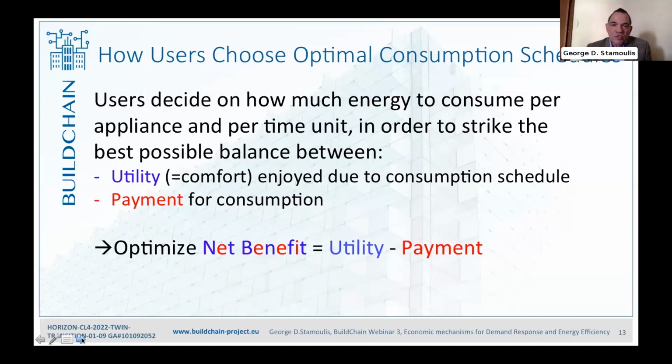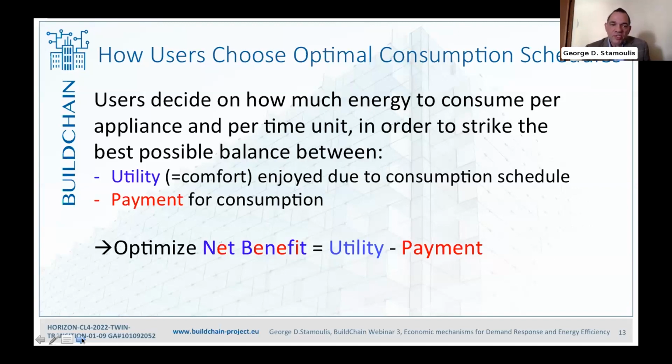But in order to make sure that a DR event will be successful, we have to first think about how users choose their optimal consumption schedules. So a perfectly informed user will decide on how much energy to consume for each of his appliances and for each time unit, in order to strike the best possible balance between two counteracting factors. One is the utility, that is the comfort enjoyed by the user due to the consumption schedule, and also the fact that the user has to pay for this consumption.